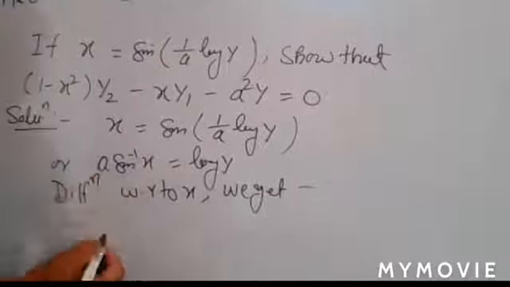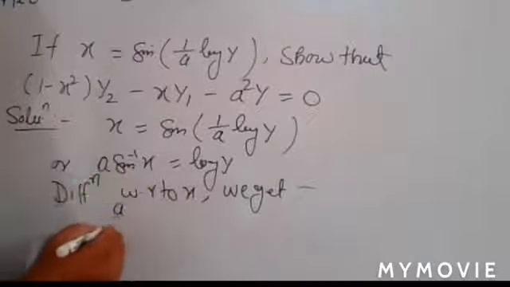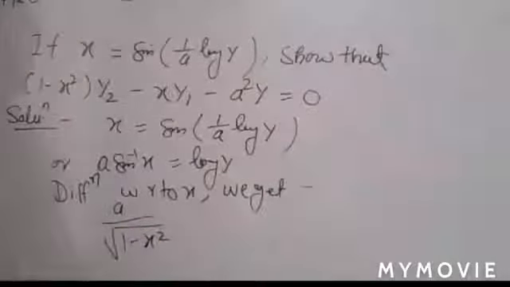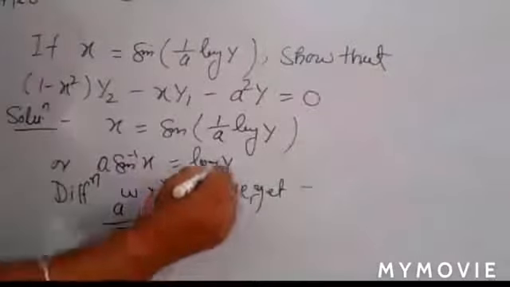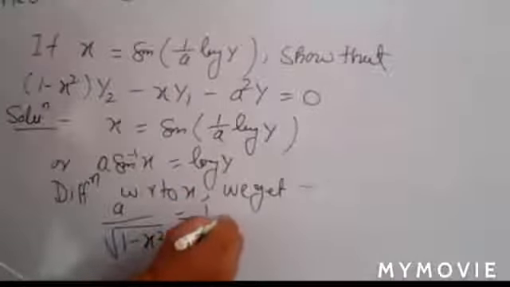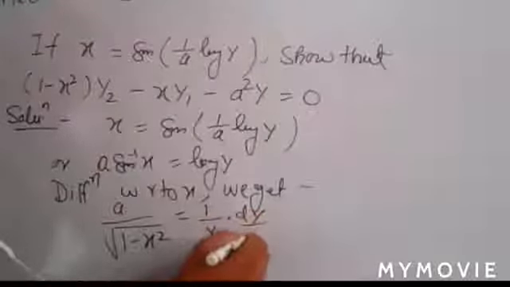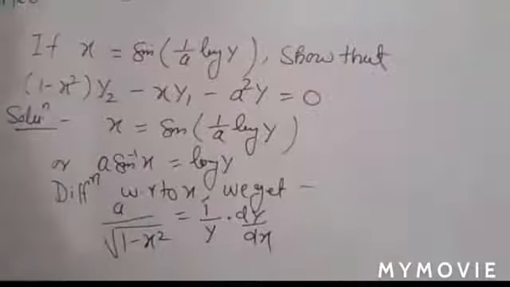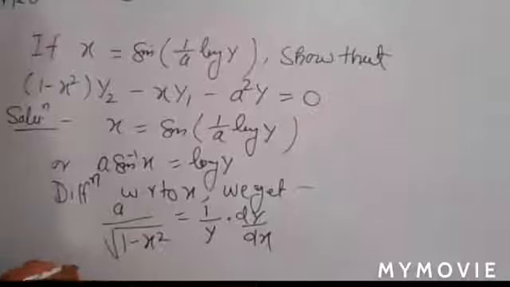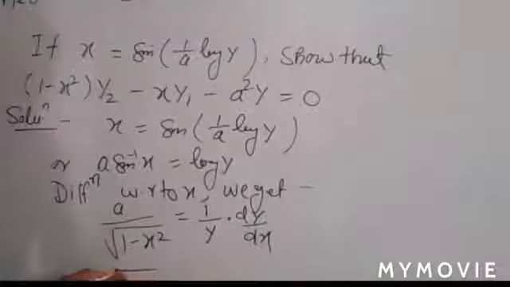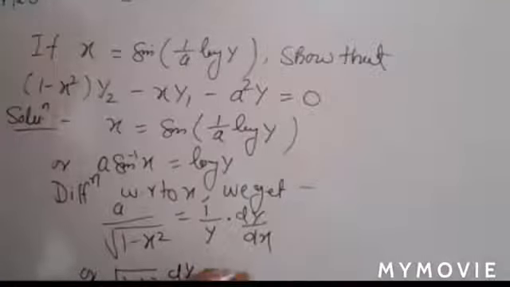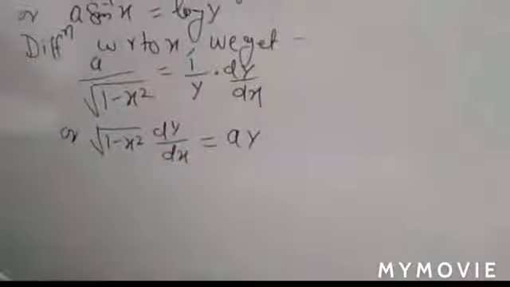a, since a is constant. The differentiation of sine inverse x is 1 upon under root 1 minus x square, and this is equal to the differentiation of log y, so 1 upon y into dy by dx. Now taking cross multiply, you have under root 1 minus x square into dy by dx is equal to ay. You have to write it this way.